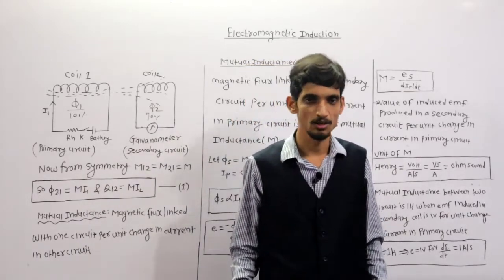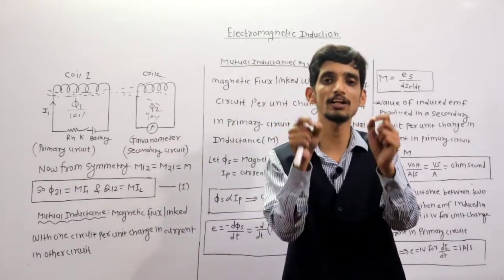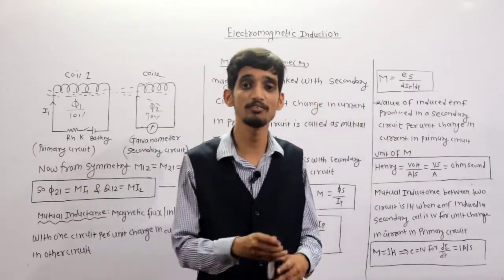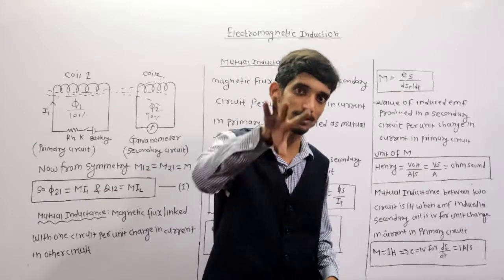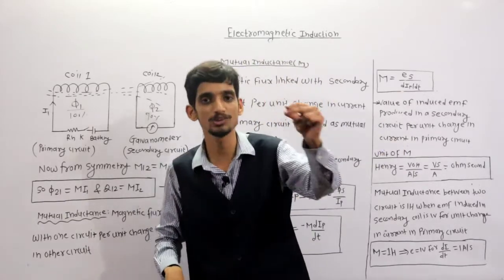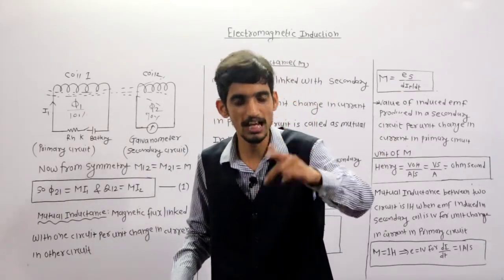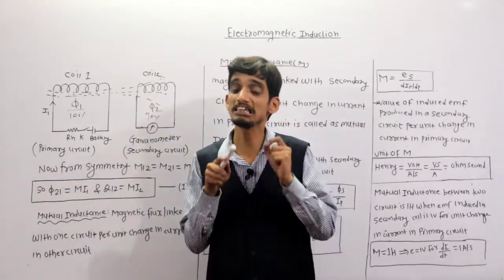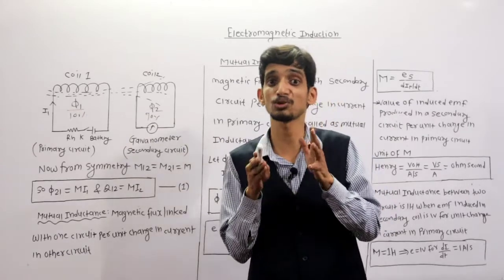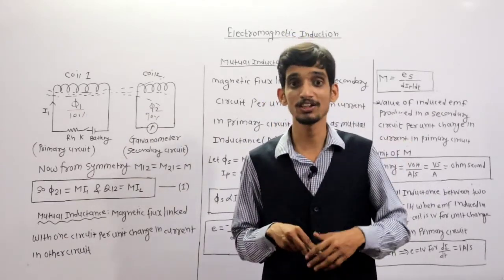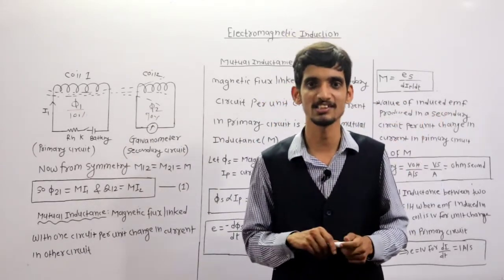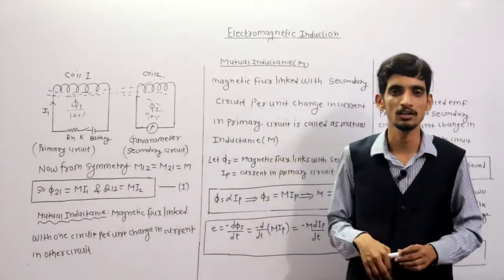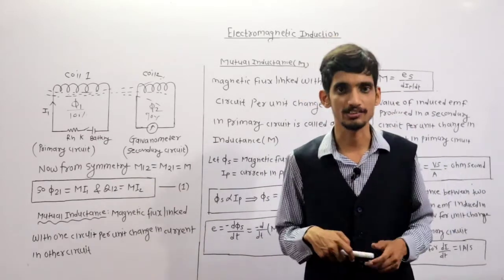Clear? EMF induced in the secondary coil is 1 volt, and for that 1 volt, if the change in current in the primary coil is 1 ampere per second, then the mutual inductance is 1 Henry. So, in this way I discussed with you the definition of mutual inductance. What is meant by 1 Henry mutual inductance? And what are the basic formulas that you have to remember for mutual inductance?